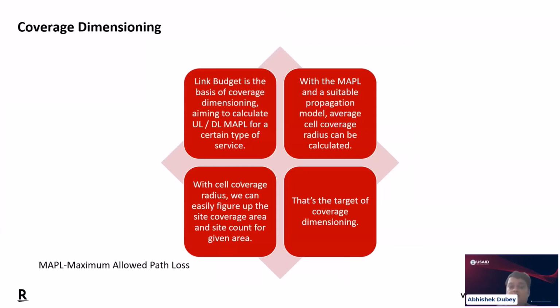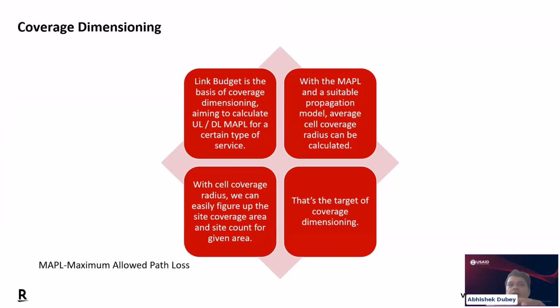Let's start with the coverage planning. Okay, I hope everyone is aware of the link budget planning. The link budget is the basis of coverage planning. We are going to calculate the uplink and downlink MAPL. MAPL is maximum allowed path loss, right? Once you get the MAPL, you can add the suitable propagation model.